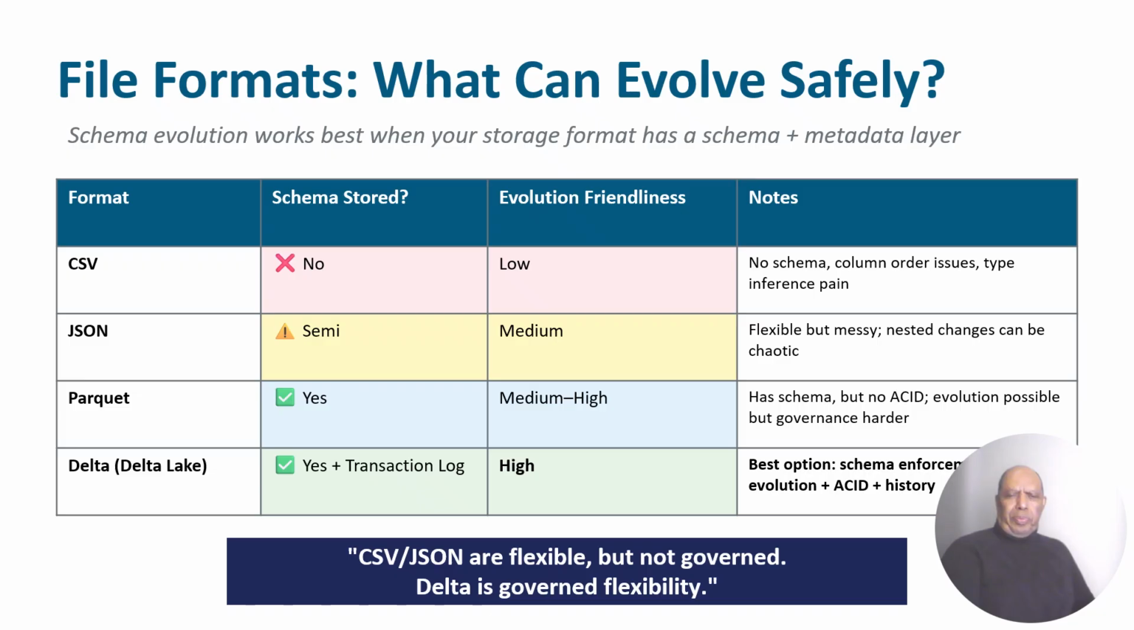Here are the most important points. CSV and JSON are flexible, but not governed. Delta is governed flexibility. You want governance, you want auditability, you want schema evolution with quality enforcement. That is why we use Delta for production data platforms.